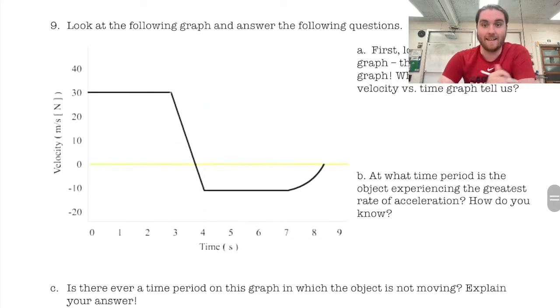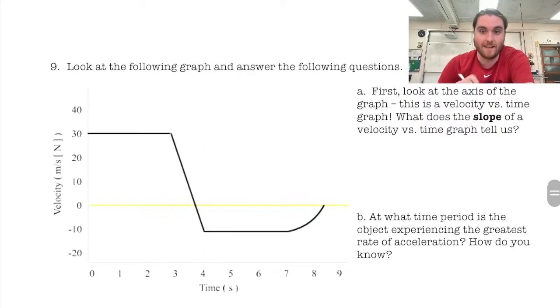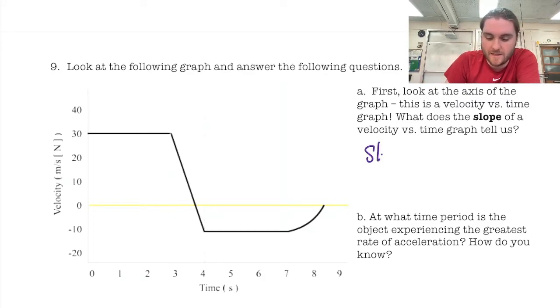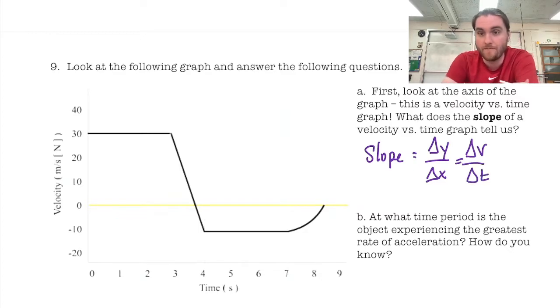Okay, number 9, we are looking at a velocity versus time graph. First, what does the slope of a velocity-time graph tell us? Slope is defined as the change in y over the change in x. For a velocity graph, that means the change in velocity over the change in time.